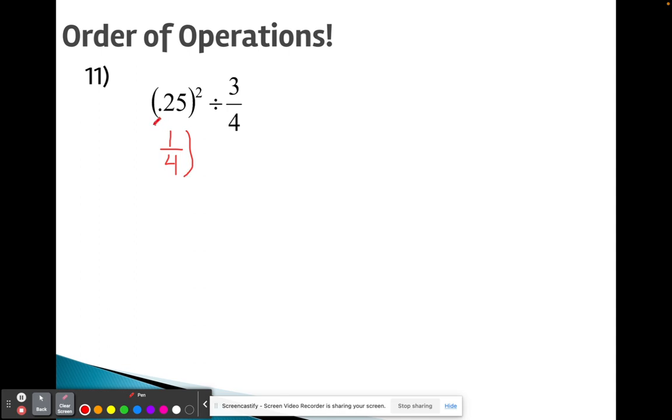So I have 1/4 to the second power divided by 3/4. When I have numbers that are in different formats, like fractions and decimals, I usually like them to be in the same one. So I'll either change my fractions to decimals or my decimals to fractions. Okay, 1/4 to second power. That's 1/4 times 1/4. And then divided by 3/4.